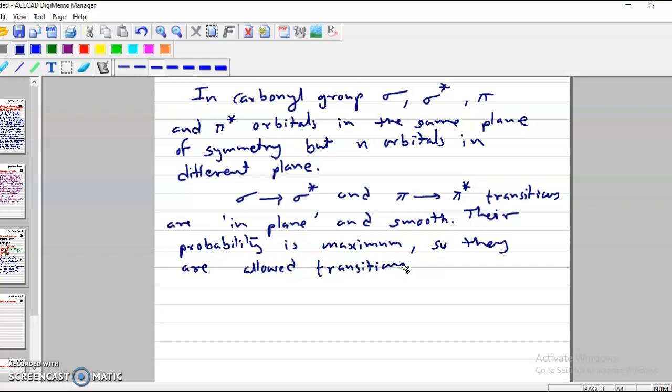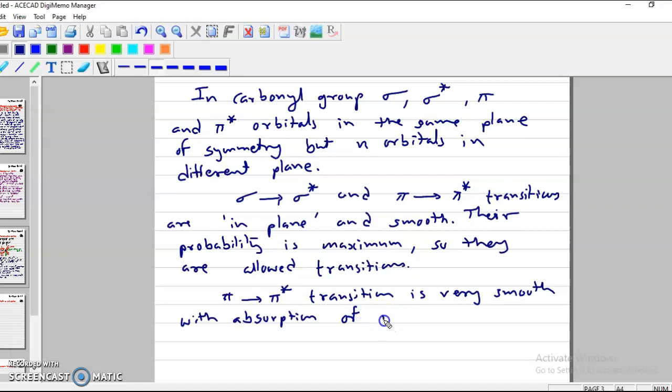So normally pi to pi star transition occurs very smoothly with absorption of radiations having a range of 200 to 800 nanometer, and which will give K bands. Now what is a K band? I will explain that in the next lecture.